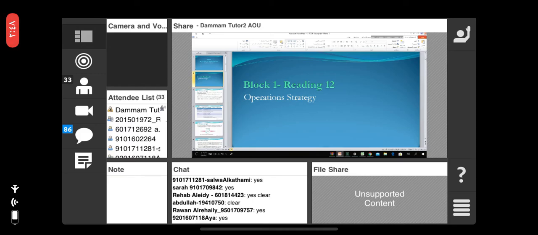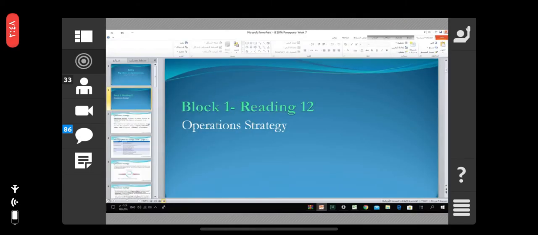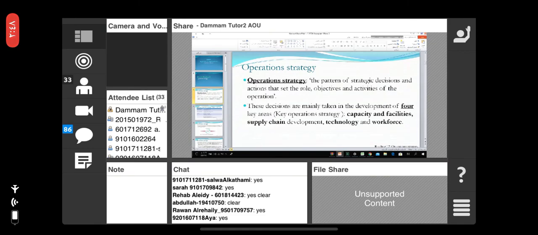Operations need strategy, guys, right? Anything needs strategy. When you work in something, strategy means you are planning for the long term. The strategy has certain objectives, and you have a vision. You are trying to achieve this vision, these objectives and the goals of the organization. To achieve these, you have to follow the organization's strategy.